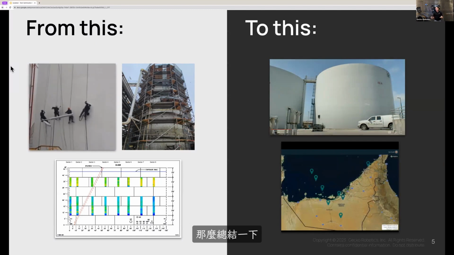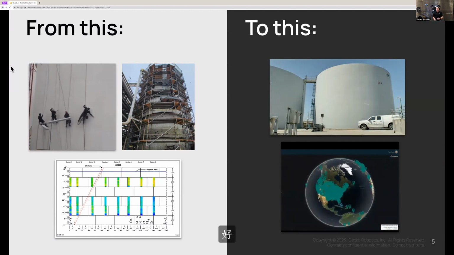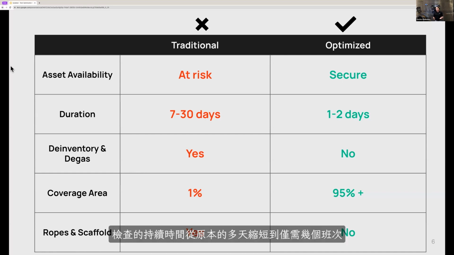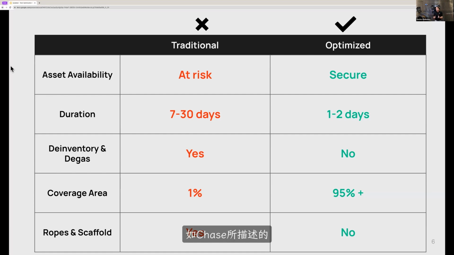And to summarize that, what are the benefits? Well, this next chart is going to show you what the benefits are, but walking through this list, number one, it's asset availability that moves from being at risk to secure. The second is the duration of the inspection itself that goes from many, many days to just a few shifts, as Chase described. Third is that in many cases, we no longer have to de-inventory and de-gas that tank.